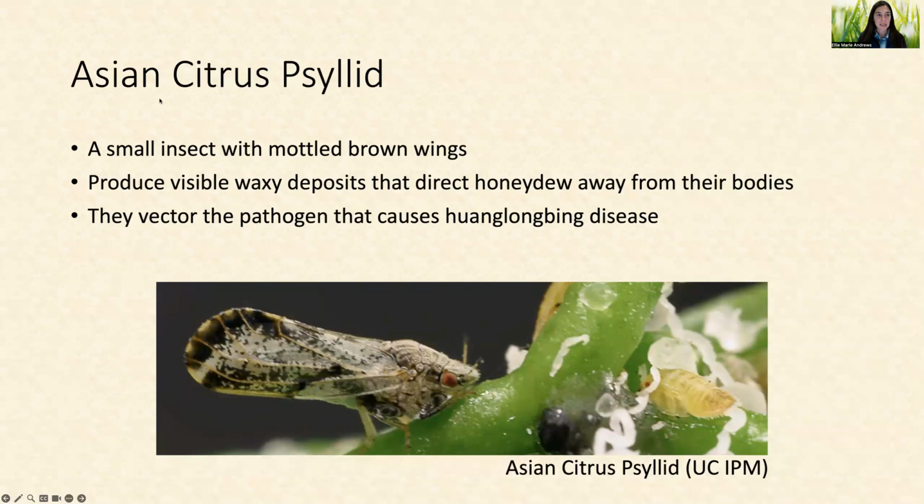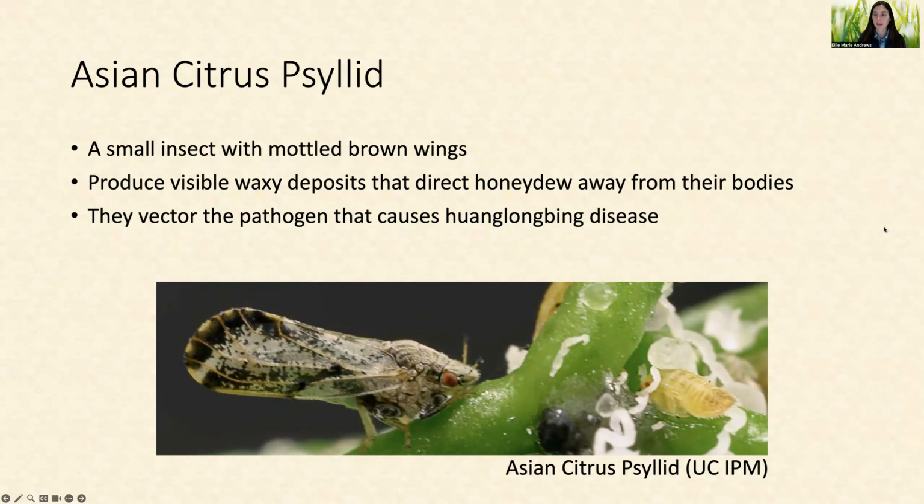So just as an example of how this can happen, I want to talk a little bit about Asian citrus psyllid. This is a small insect with mottled brown wings, produces visible waxy deposits that direct honeydew away from their bodies, and they vector a pathogen that causes Huanglongbing disease, which severely damages citrus trees. Again, we have not found this yet in Sonoma County, thankfully, but it is moving, and the quarantine zone has been expanded to include Marin.